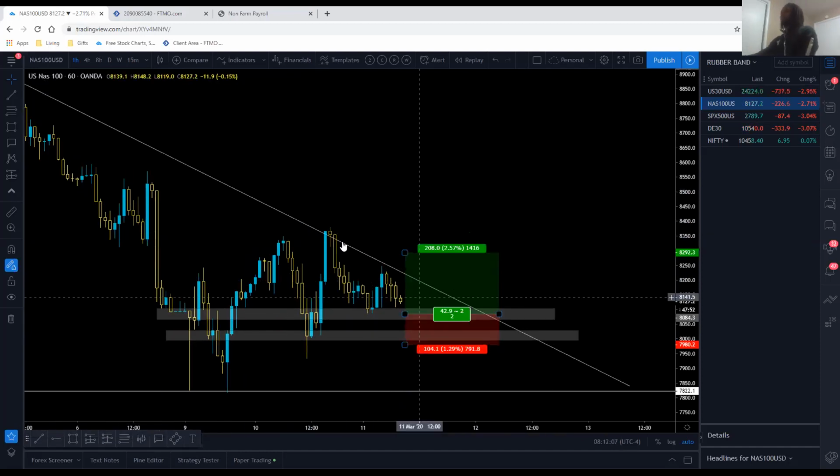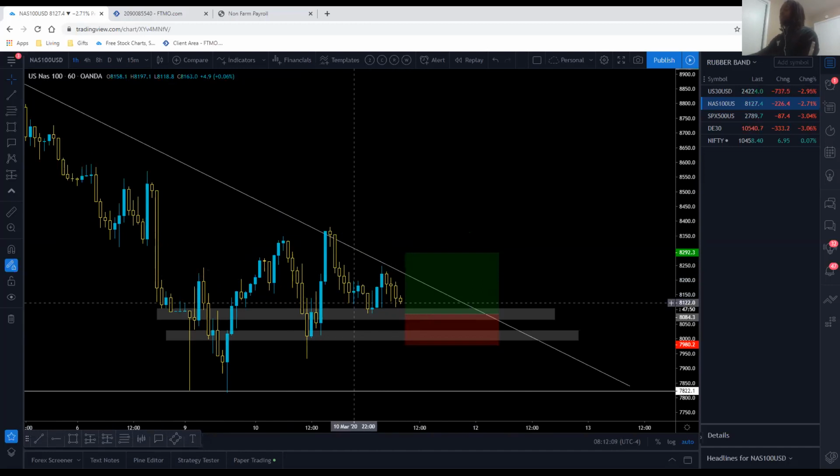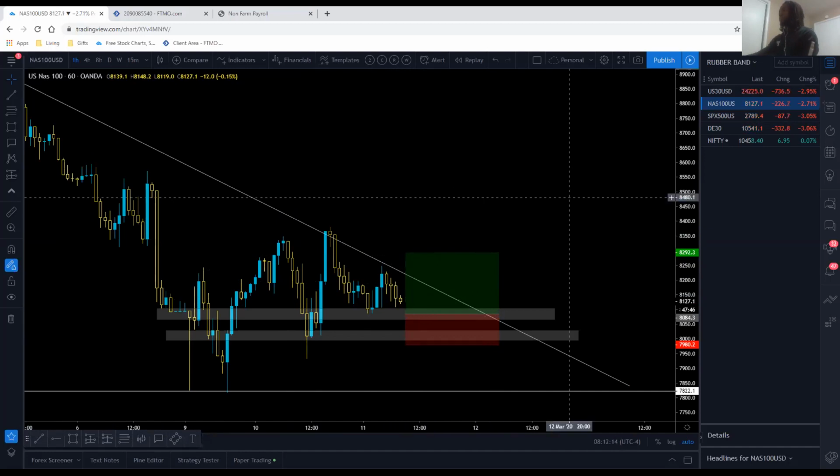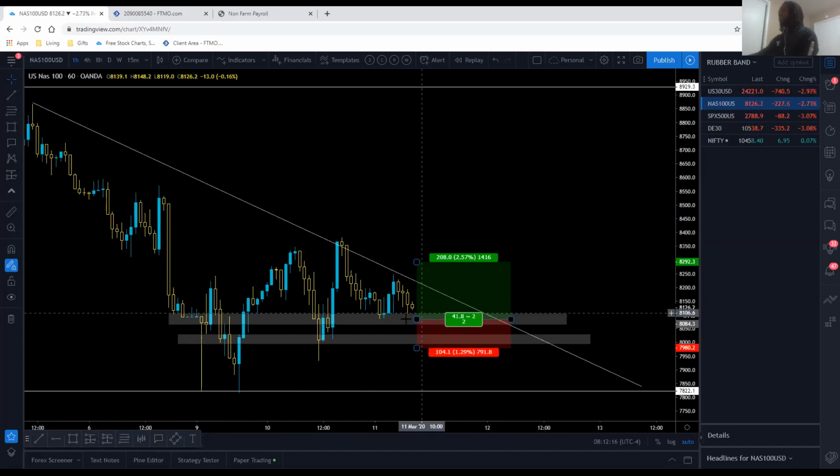Now, if I was trading this alone, I would not do this. I would definitely look for the sell because we're under this trend line. I look for a small little correction here, like we did on US30 and SB.